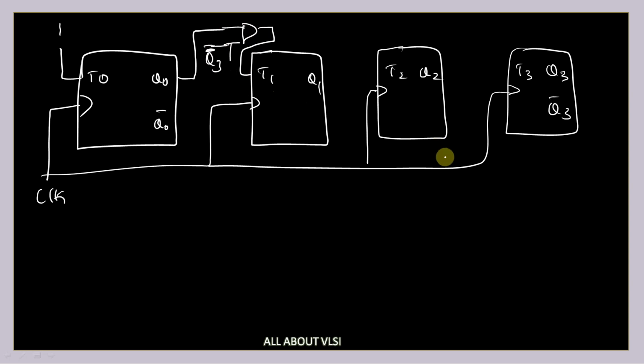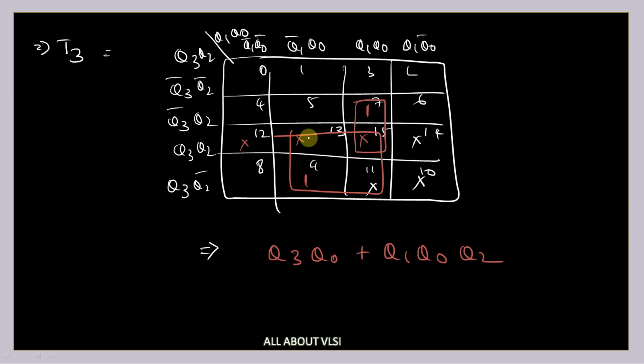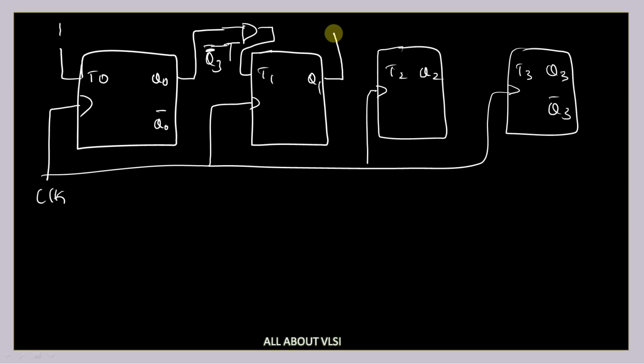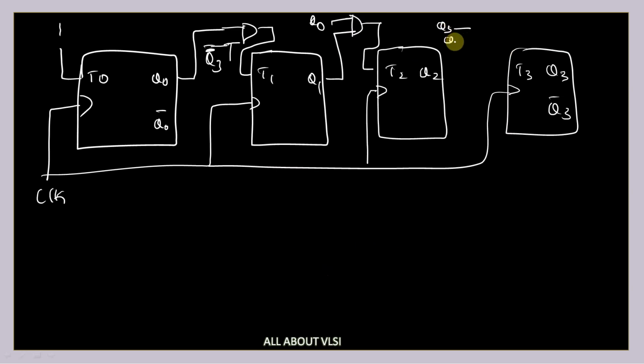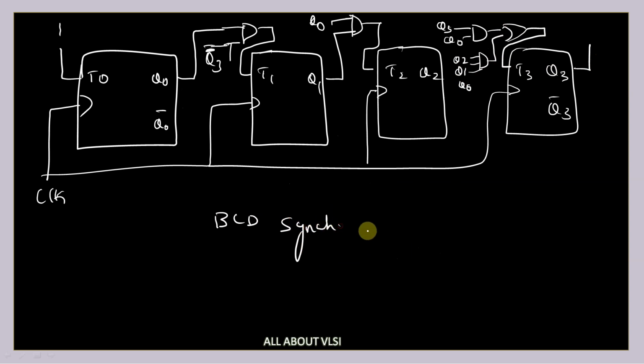Now coming to T2, it is nothing but Q1 into Q0. Let me draw the Q0 here, which is given to T. And coming to T3, it is nothing but Q3 Q0 and Q1 Q0 Q2, which are given to an OR gate, and this output is given to T3. So this is my BCD synchronous up counter. Let us try to verify it.